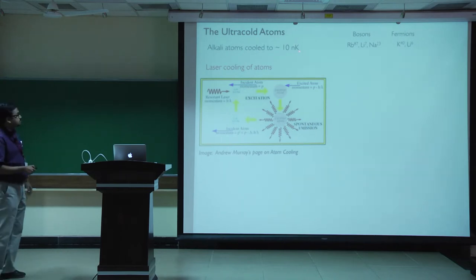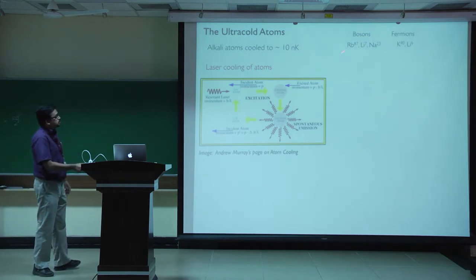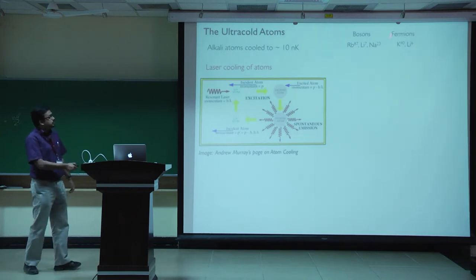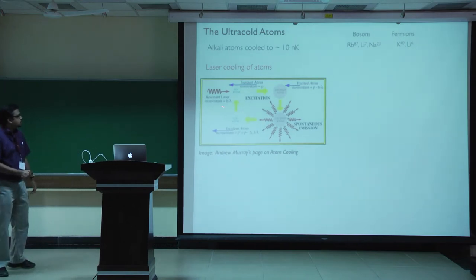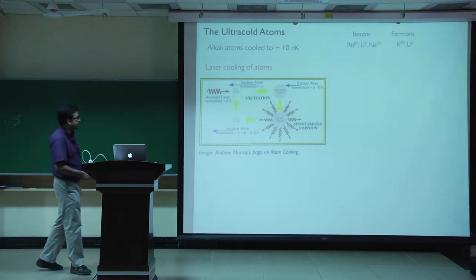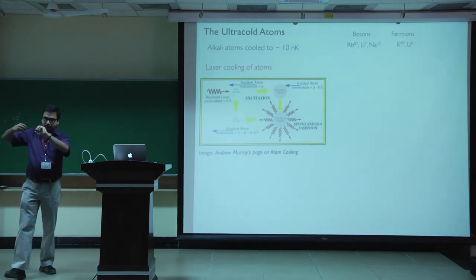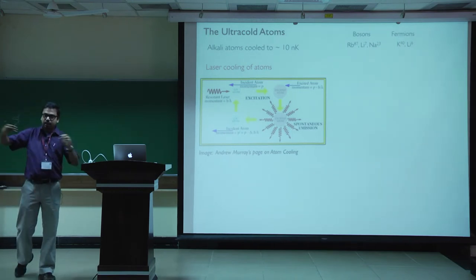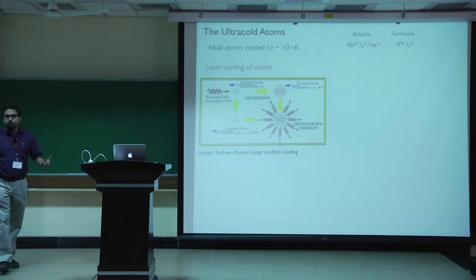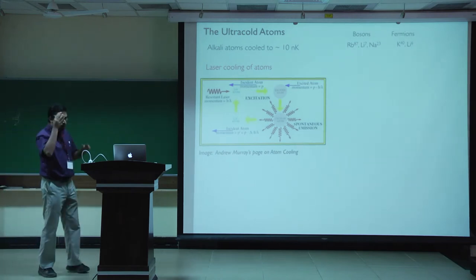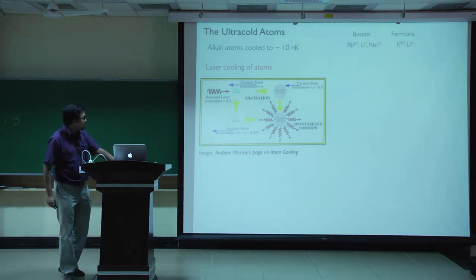So these are alkali atoms, which are cooled to about 10 nanokelvin. You can have bosons or fermions, depending on which species you choose. Rubidium, lithium, sodium for bosons. Fermions, potassium, lithium are the favored fermions. And essentially what you do is you try to cool them down by shining laser light on them. I'll not go into the details. The basic idea is as you absorb the photon, the atom absorbs the momentum of the photon. And if you can make the atom selectively absorb photons from the direction in which it's going, it will start cooling down because its velocity will go down and the whole Boltzmann distribution will start narrowing. That's basically what laser cooling does.